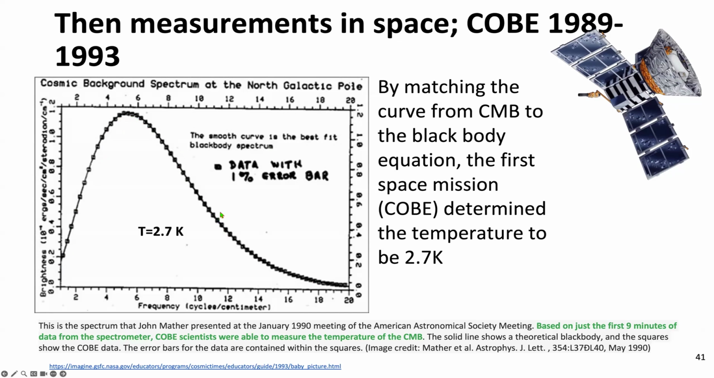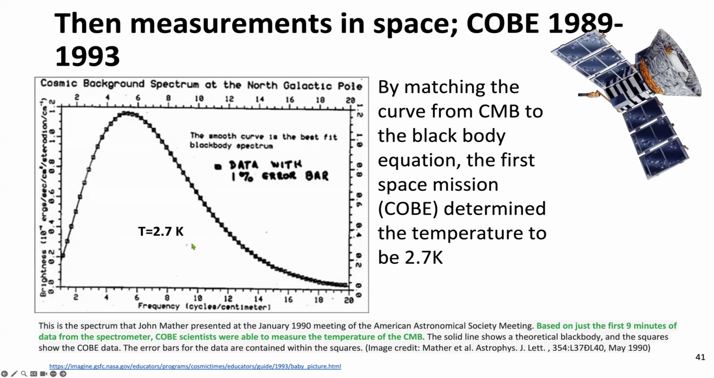and you might see a resemblance between this and the black body curves that I showed you a few minutes ago. The universe has produced a perfect black body. The squares are measurements, by the way. At 2.7 Kelvin, this is what Ralph Alpher predicted.